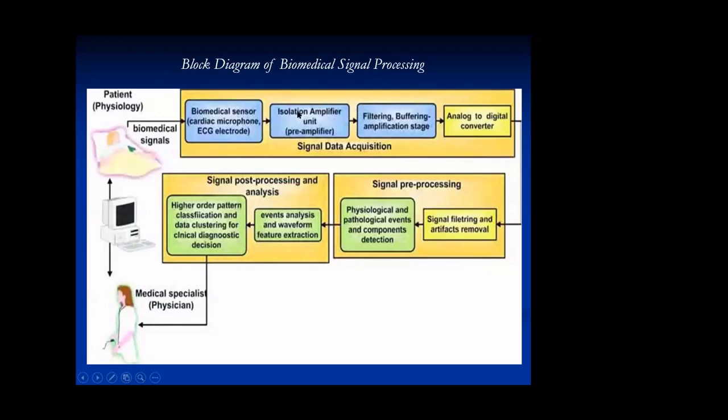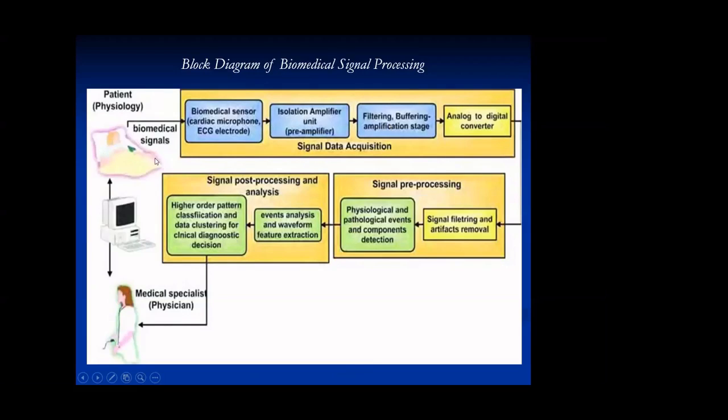Another important block is the isolation amplifier, because on this side of the block diagram you have the human, whereas on this side we have electronic circuitry. If you have any mismatch in this electronic circuitry, and if any defect is there, there is a possibility that current will pass through the patient also. That is why you have to use the isolation amplifier. I will discuss the details of each block. Basically, as the name implies, it provides isolation between the electronic circuitry and the patient.